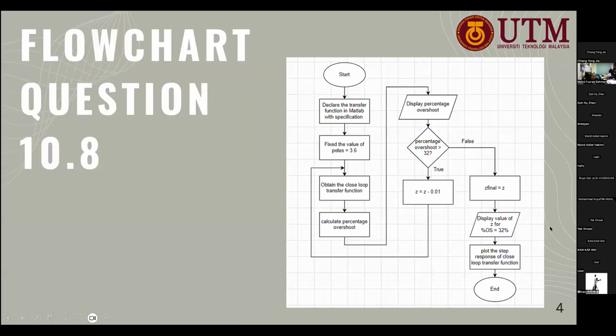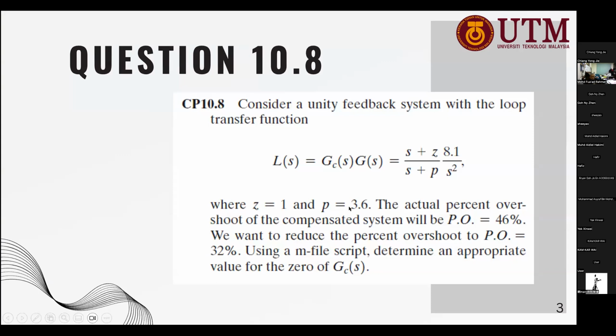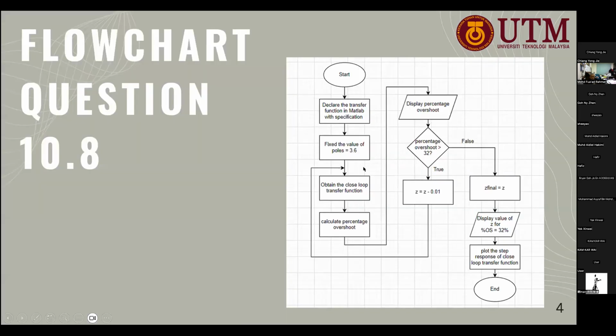And this is the flow chart of how we solve the question. So first we will declare the transfer function in MATLAB. So basically we type the transfer function in MATLAB first, and then we fix the pole value to 3.6, like this one, the P here. And then after that, we obtain the closed loop transfer function, and then we calculate the percentage overshoot.